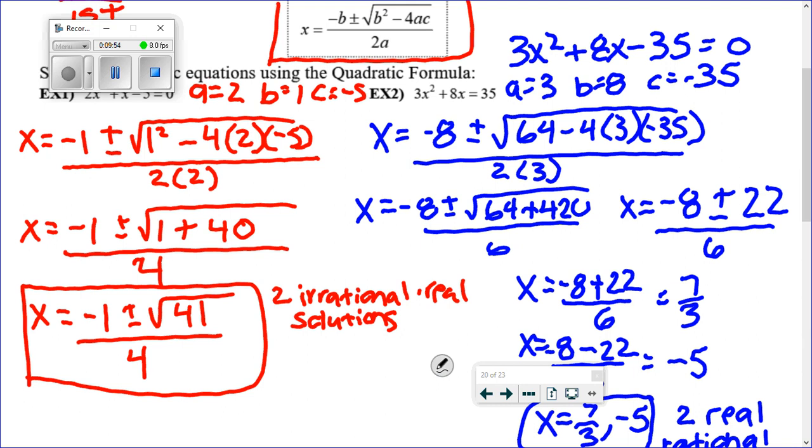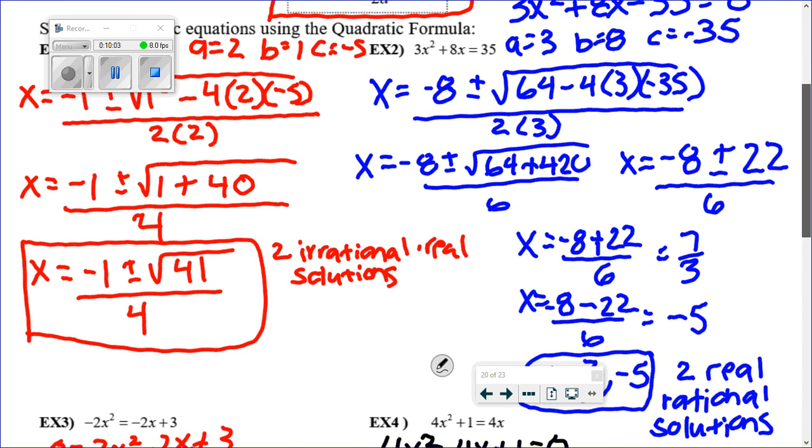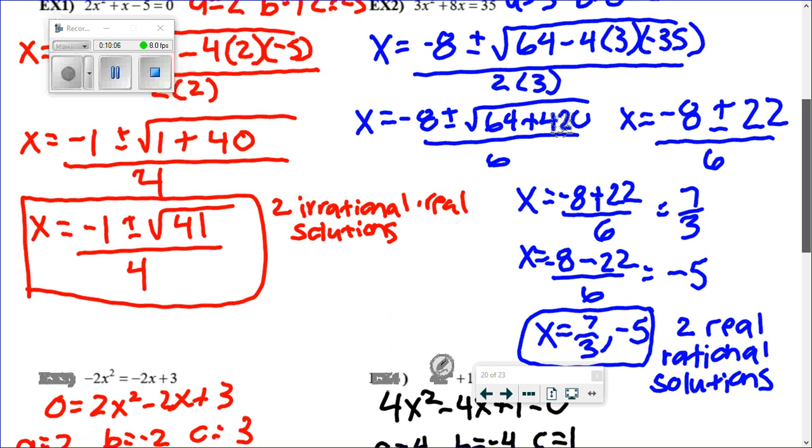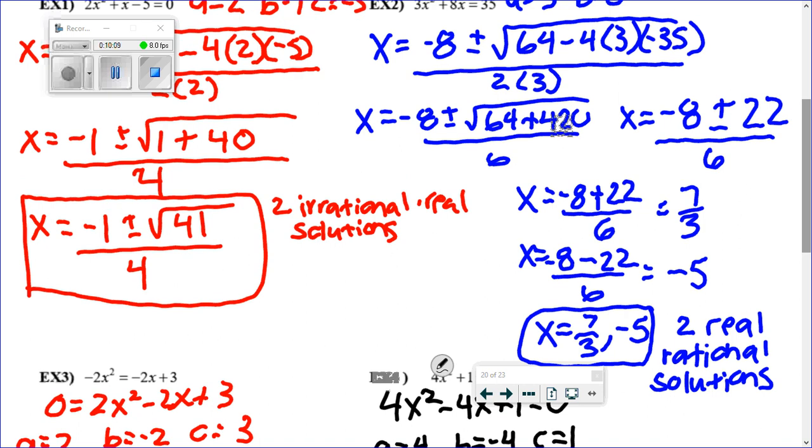Alright, so check back in with example 2 in the blue. First, making it equal to 0, putting everything in your quadratic formula, and then you should have found x to equal 7 over 3 and negative 5. At this point right here, we were able to take the square root, and that gave us 22. From there, you're doing those two things to give you your two solutions: negative 8 plus 22, and then divide it all by 6. Negative 8 minus 22, and then divide it all by 6. So that gives us our two solutions.